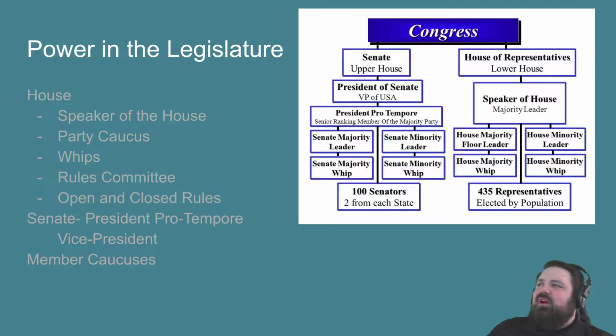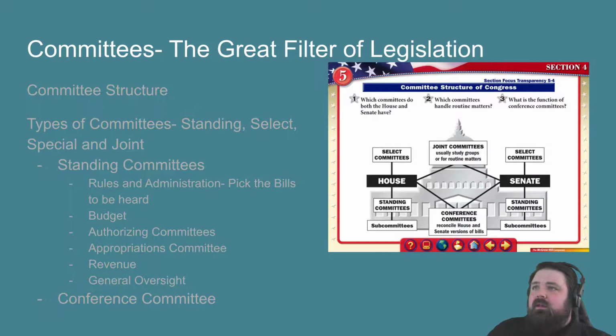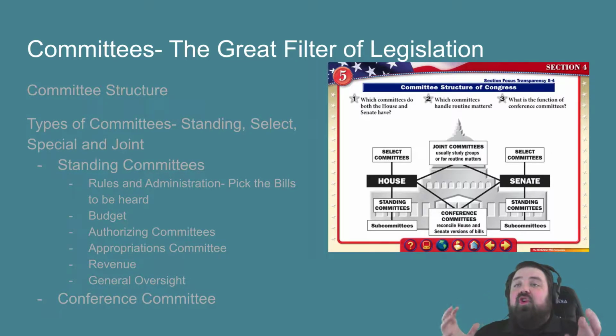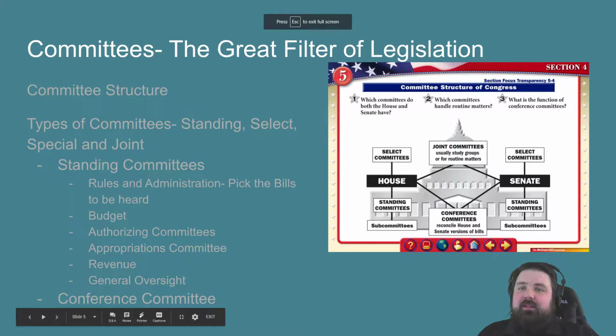So the structures within our institutions really vary across the institutions, but also kind of reflect each other. We were just talking about these committees. These are the primary force of politics within the Congress. The committee structure is really, really important to how things operate within both the House and the Senate.